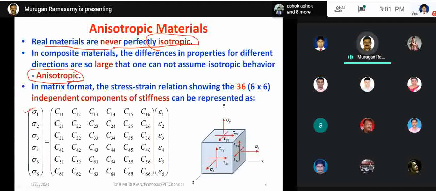So here we have the 6 stresses. For composite material, they don't use the XYZ symbols. They use 1, 2, 3. This is called the material direction. Instead of XYZ, they will use 1, 2, 3.